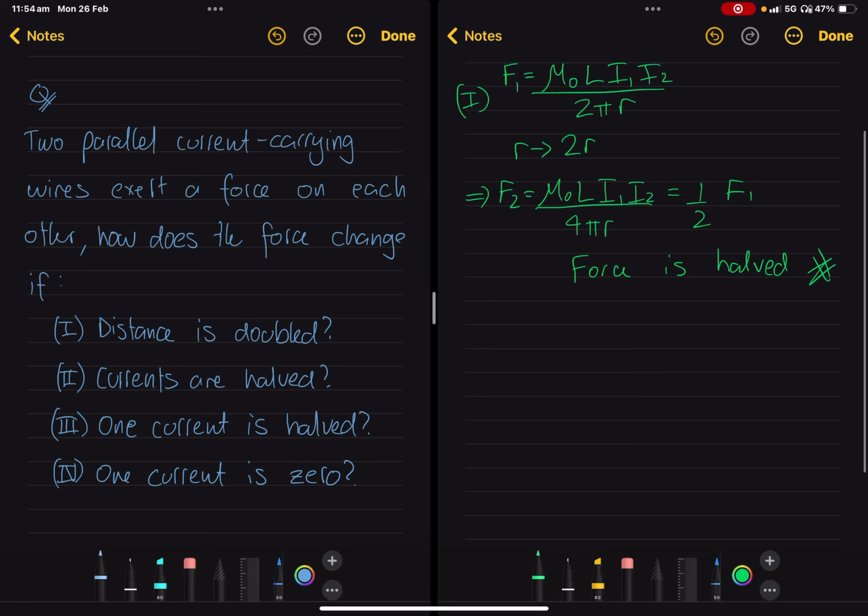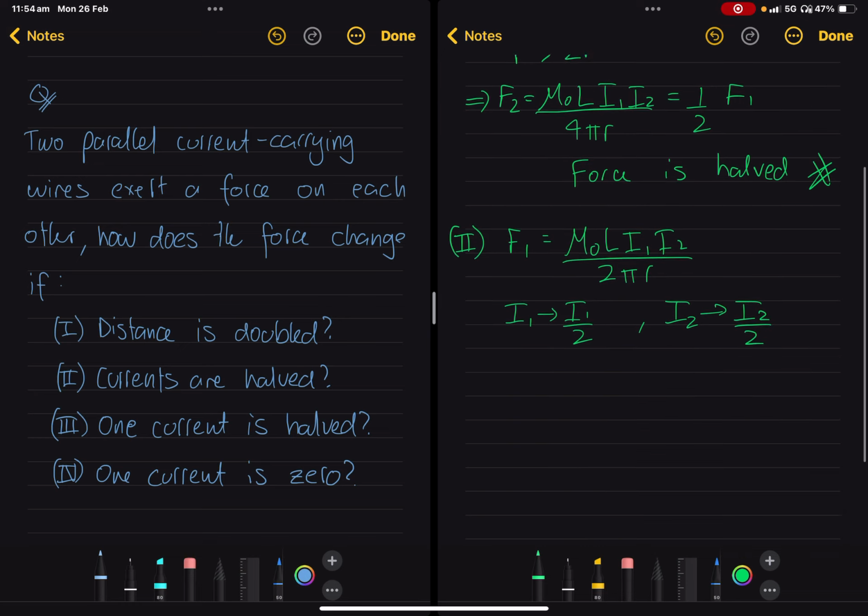So now let's think about what happens if both of the currents are halved. So same equation, force 1 is mu naught times length times current 1 times current 2 divided by 2 times pi times the radius. Well, if current 1 is halved, this means current 1 goes to 1/2 of current 1, which is going to be current 1 divided by 2. And current 2 is halved, this means current 2 goes to current 2 divided by 2.